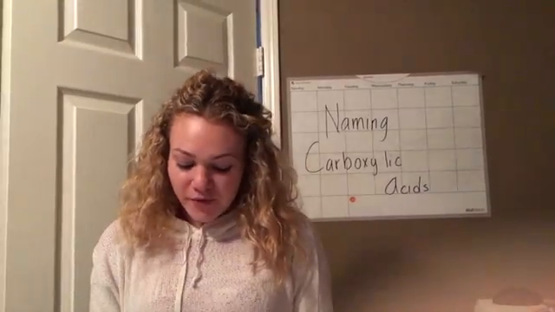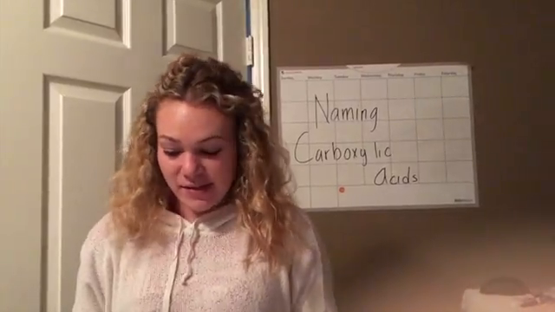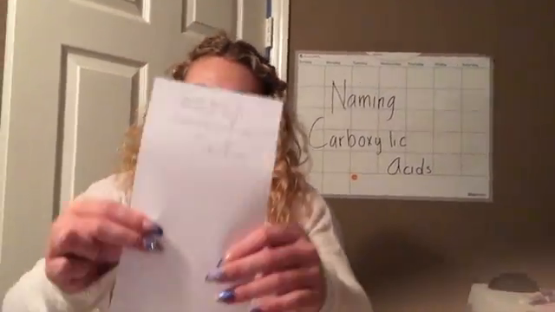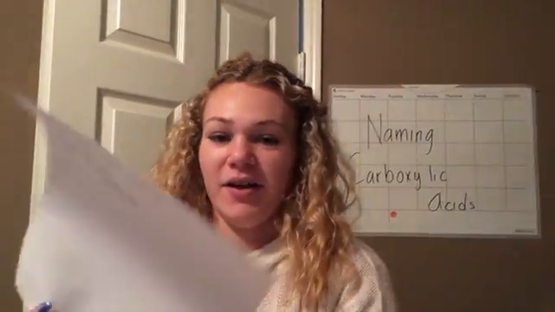The general form of a carboxylic acid is a hydrocarbon attached to a carboxyl group. A carboxyl group is shown on the top picture here.